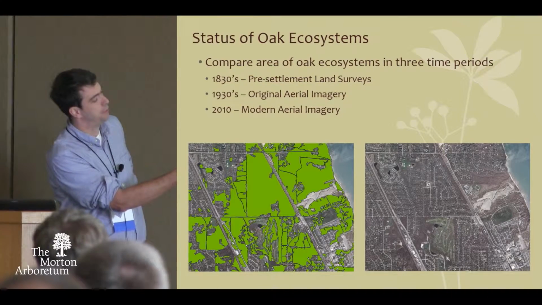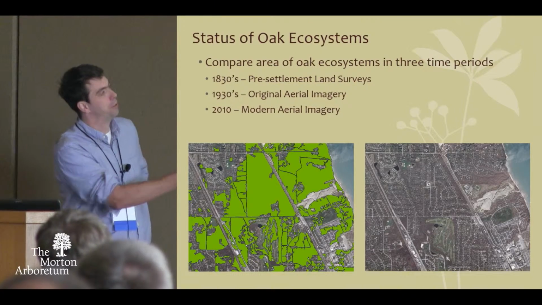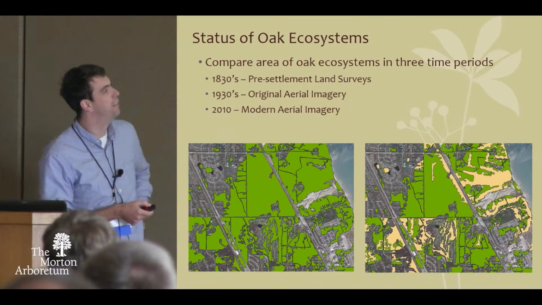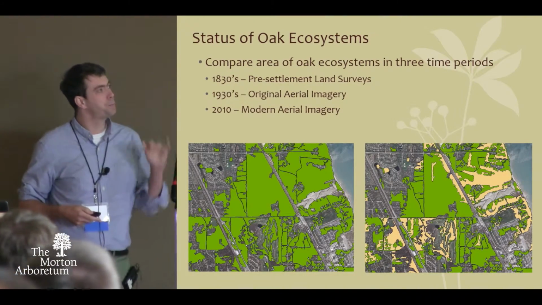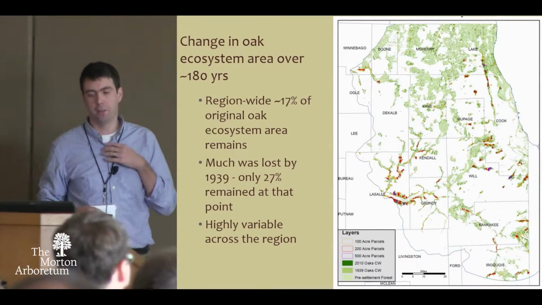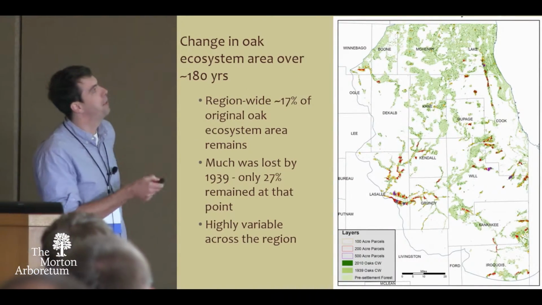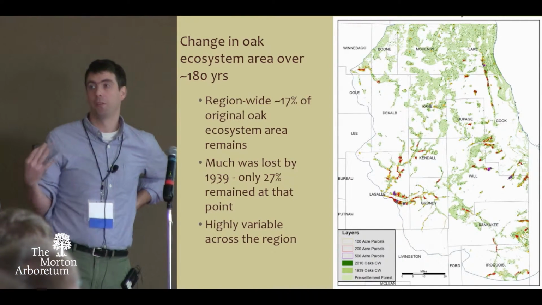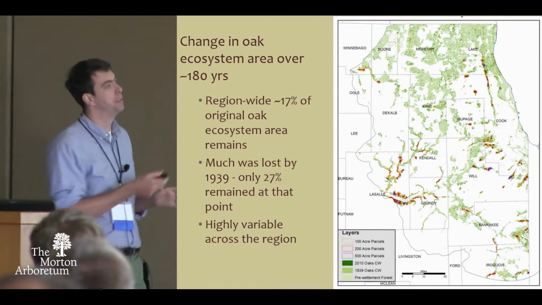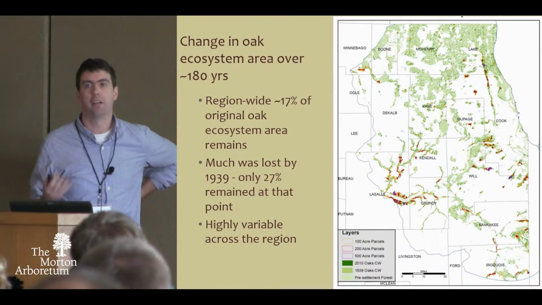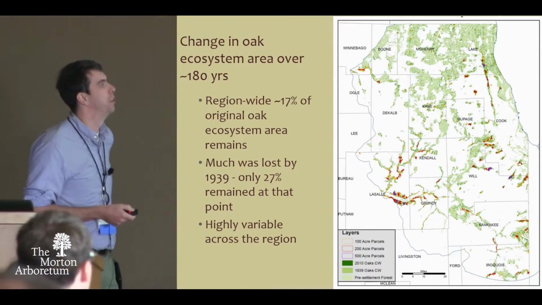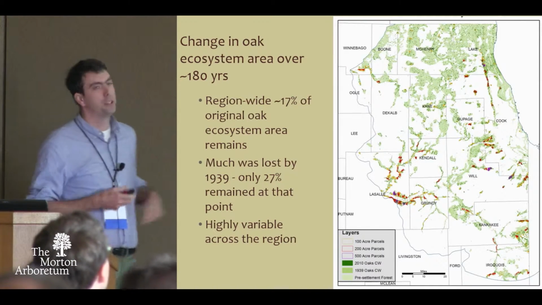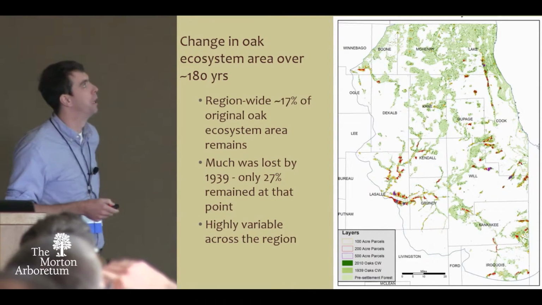So you can see there's some places that retained some forests, in this case because they were part of a naval base. And so we did that for the entire region and made this big map of where there were oak ecosystems, remnant oak ecosystems. So there's probably stuff that's come up since then, but these are the remnant ecosystems that we think have really high ecological value. Around 17% of that original oak ecosystem area remains in the modern landscape.